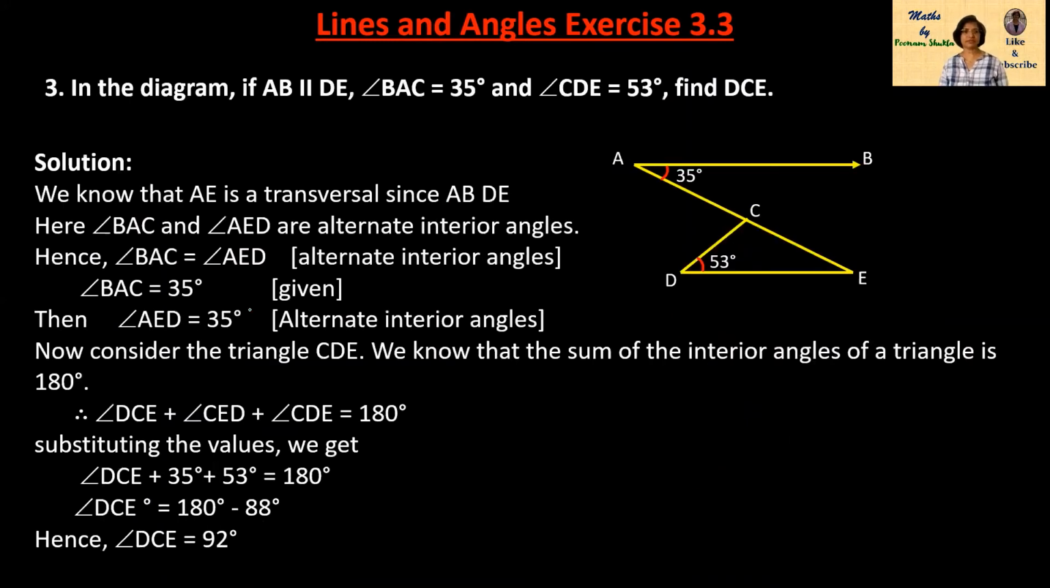Go for next question. In this diagram, AB is parallel to DE, angle BAC equals 35 and angle CDE equals 53. This angle is 53. We have to find the angle DCE. This angle we have to find, right?